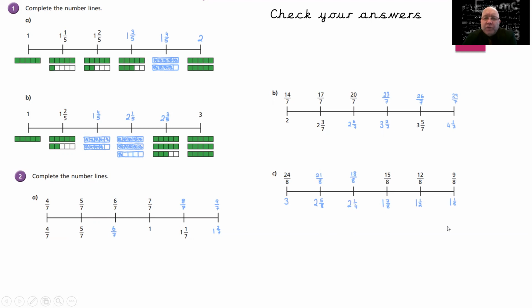Well done if you've got those 3 correct. Make sure you're marking these and also make sure you're putting in any corrections that you need to make. Okay.